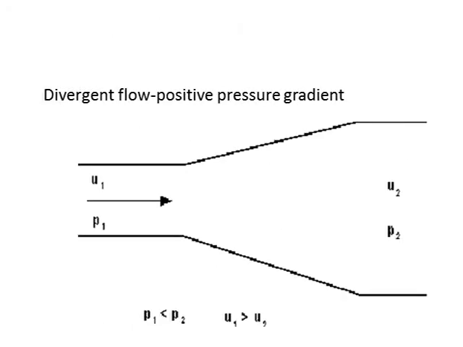Divergent flow, positive pressure gradient. Here the arrangement is reversed. Here P1 is less than P2, U1 is greater than U2. So your velocity at the entry is more than at the exit. Pressure at the entry is less as compared with the pressure at the exit.